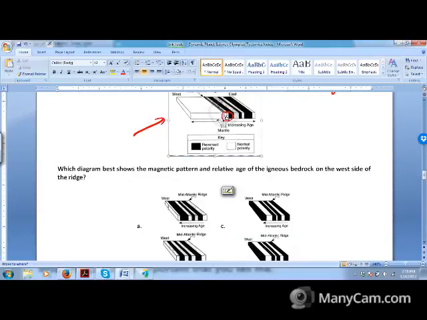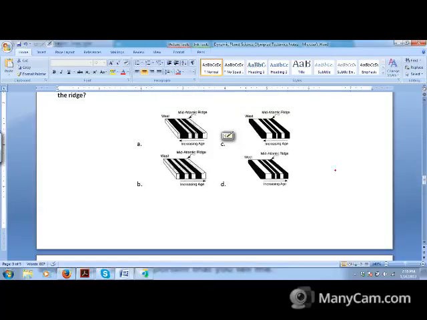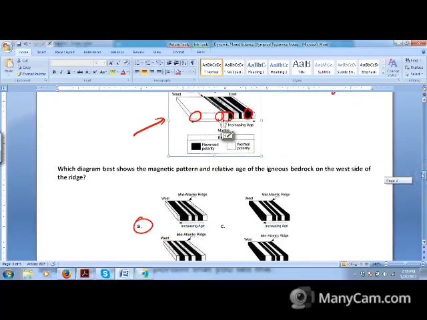Okay, so if this has normal polarity, then crust on this side has to also have normal polarity. If this has reversed and it looks like it's pretty big, then this is going to be a pretty big reverse polarity as well. So that would make the correct answer A. Okay, because it is symmetric, and that is how seafloor spreading works.